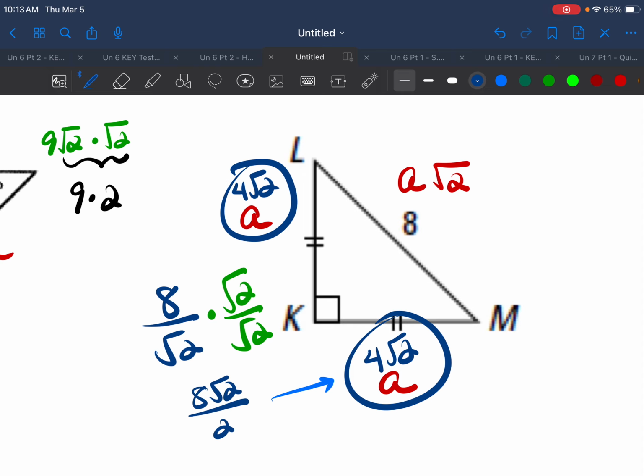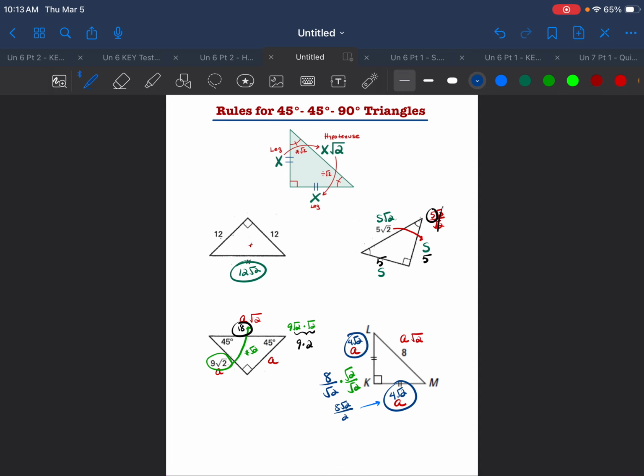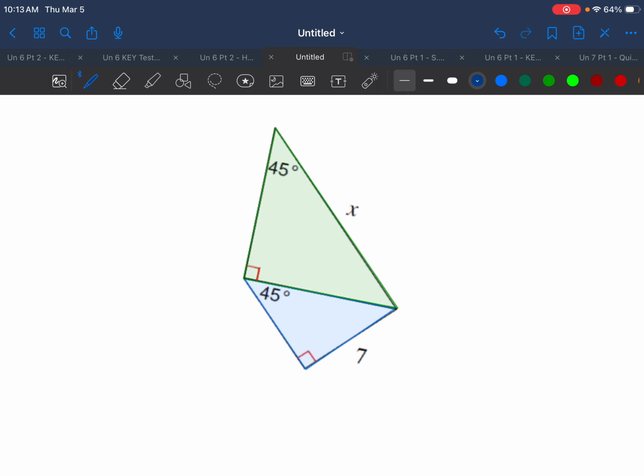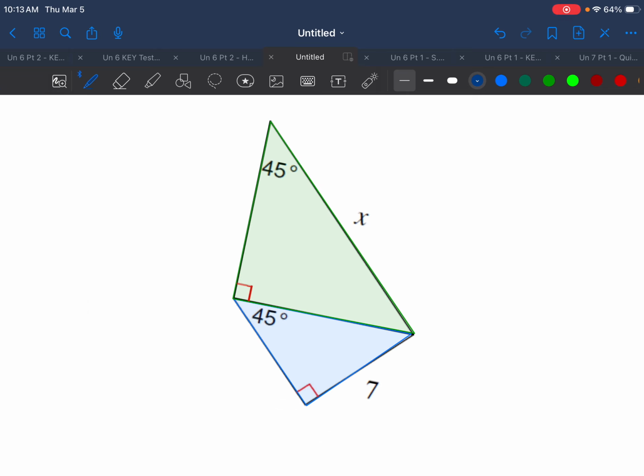All right, so I want to finish up with two extension ideas here. First of all, I'd like to look at two adjacent 45, 45, 90 right triangles. So I've highlighted them in blue and green. Now, if you notice, I do know one of the sides down here, so I'm going to take my time here and write my rules. I'm going to say x, x, and x radical 2.